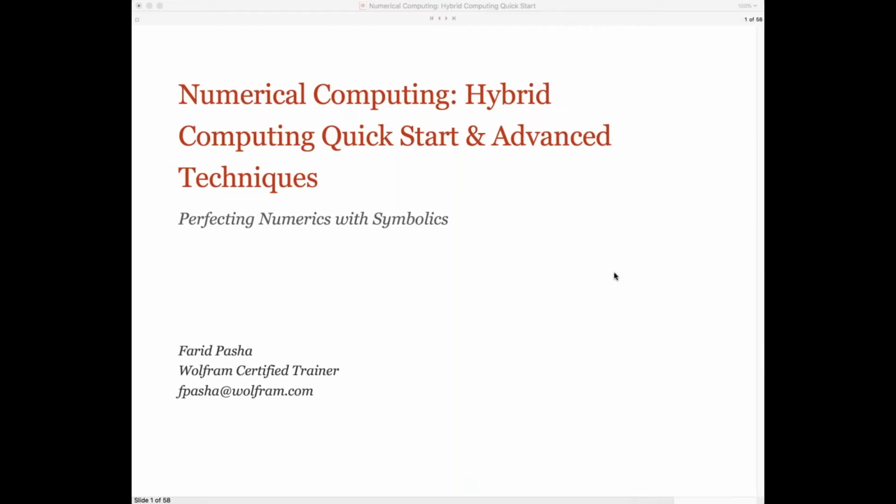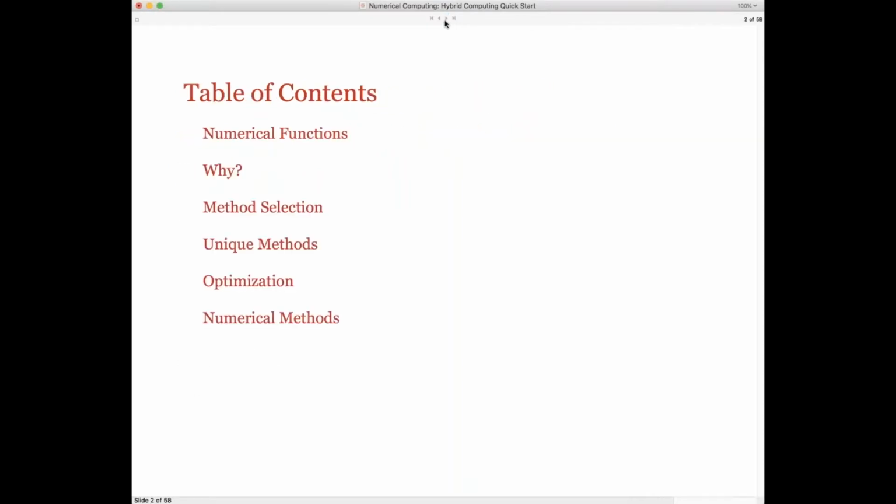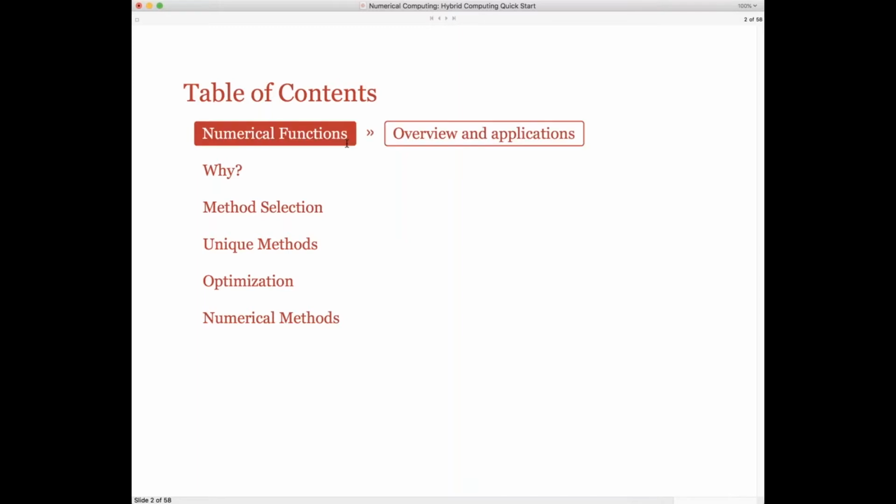This presentation is about solving numerical computations in Wolfram language with the focus on one of its unique strengths, which is the ability to use symbolic computations in numerical methods. I will begin with a quick review of the main numerical functions available in Wolfram language and will include examples of the ways how you can use them.